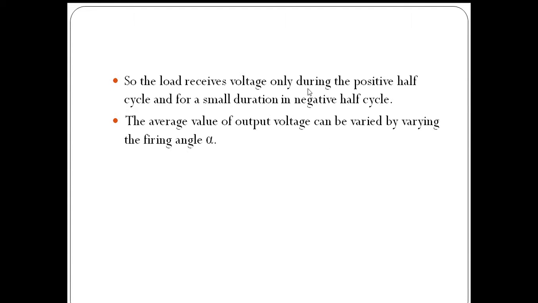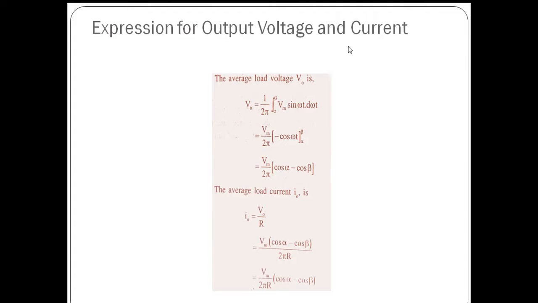So the load receives voltage only during the positive half cycle and for a small duration of the negative half cycle. The average value of the output voltage can be varied by varying the firing angle. The expression for output voltage is V naught equal to 1 by 2 pi, since the total time period of the cycle is 2 pi, times the integration of Vm sin omega t. The supply is an AC sinusoidal waveform, so Vs is represented as Vm sin omega t, and the limits are from the instant alpha to beta, since the device conducts in that interval.